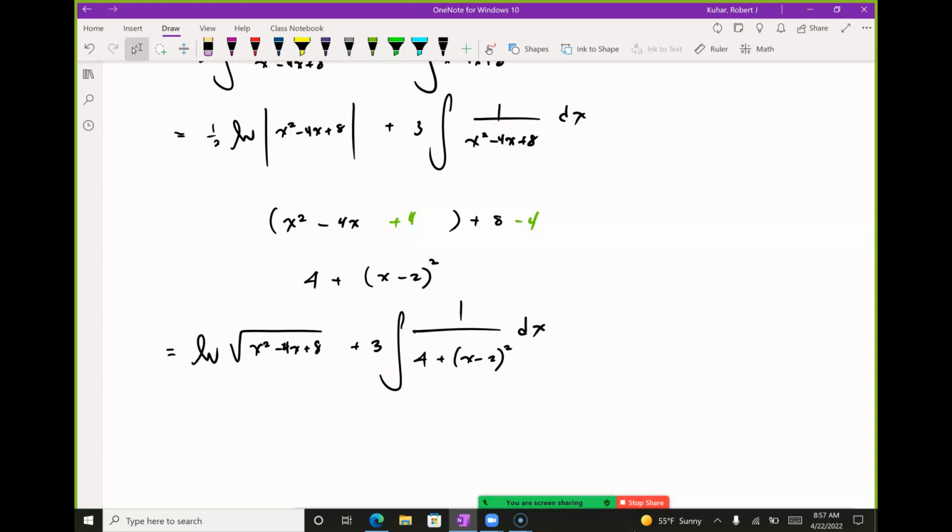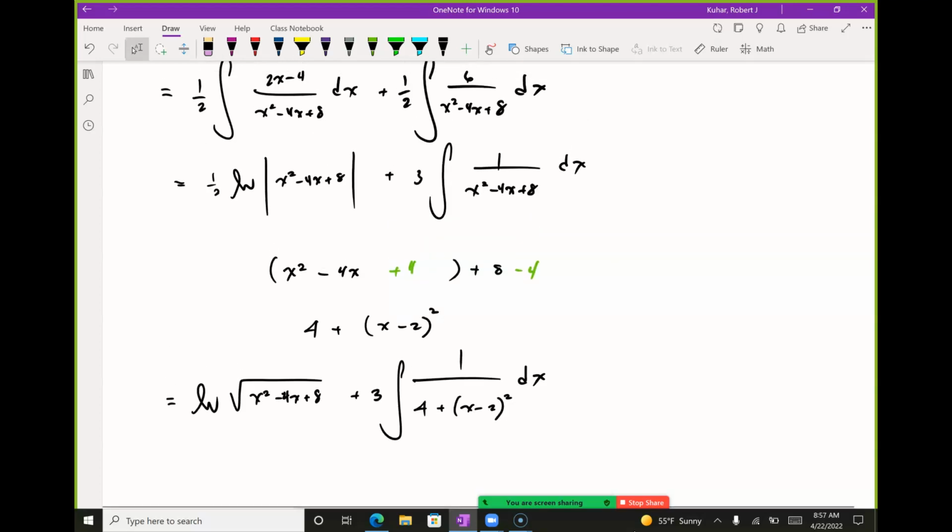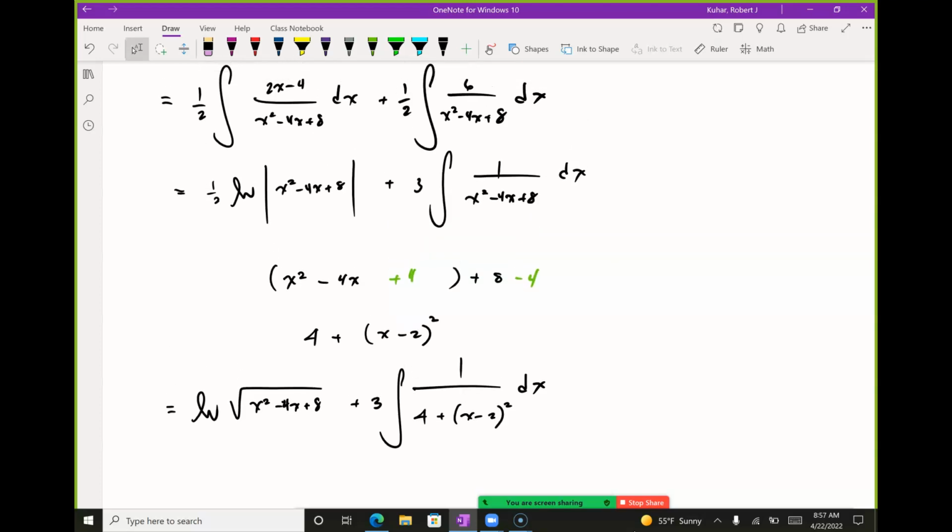How are we doing? Just have a question on the 3 times the integral of 1 over x squared minus 4. So how did we go from 1/2 and 6 to 3? Half of 6. Yeah, half of 6 is 3. We just took 6. Oh yeah, coefficient. Yeah, cool. Yep.